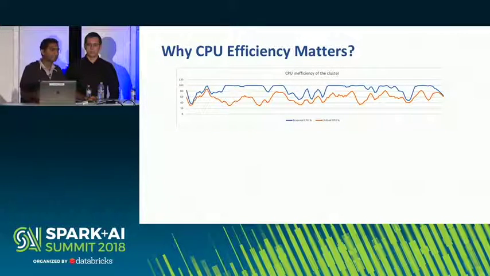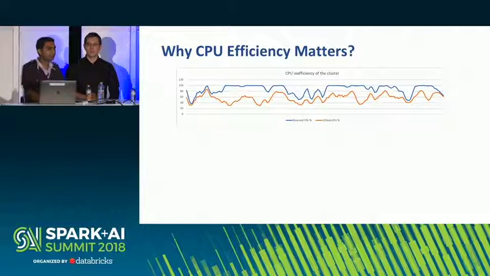So why does CPU efficiency matter at all, right? This is a real life example of one of our clusters, and the blue line shows the reserved CPU time of all the jobs running at any point of time, and the orange line is the CPU time. We can see there are many points of time where the reserved CPU time is 100%, but the CPU time is significantly less than that.